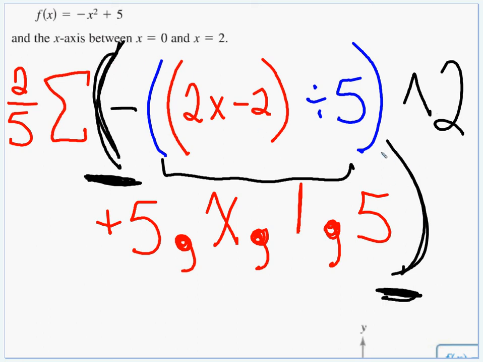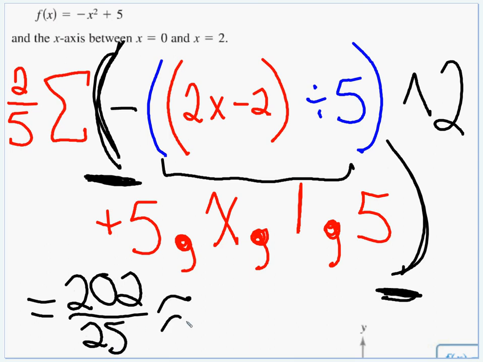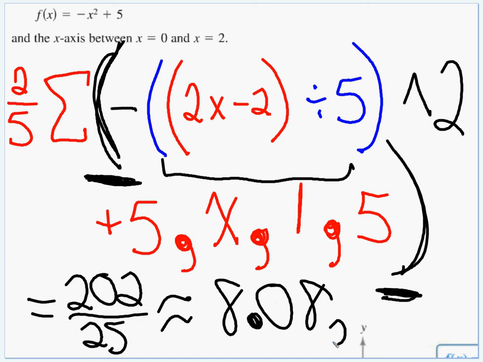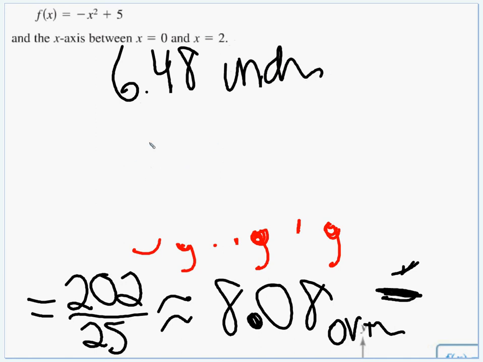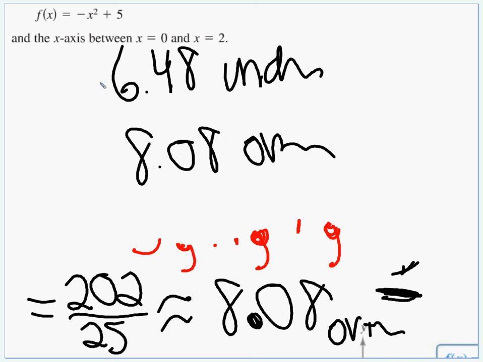There it is. Now, I'm going to spoil the surprise. You punch that in your TI-89, and you're going to get 202 over 25, which is approximately 8.08. Now, keep in mind, this is our overestimate. When we're trying to find the area under that curve, our underestimate was 6.48. 8.08 was our overestimate. So somewhere in between there is the actual true value underneath that curve.